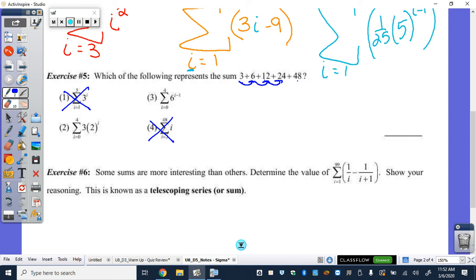So if we plug in a 0, 2 to the 0 is 1, times 3 is 3. If I plug in a 1, do I get a 6? Yep, because 2 to the first times 3 would be 6. If I plug in a 2, do I get 12? Yeah. So it's going to be that one. So you just have to start looking at your different terms, see if it works out.